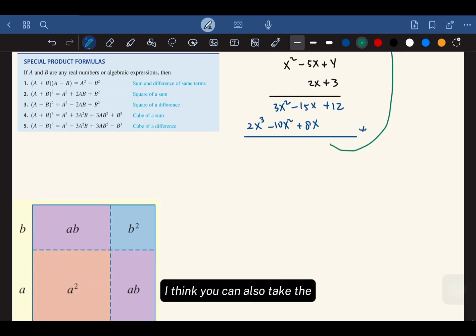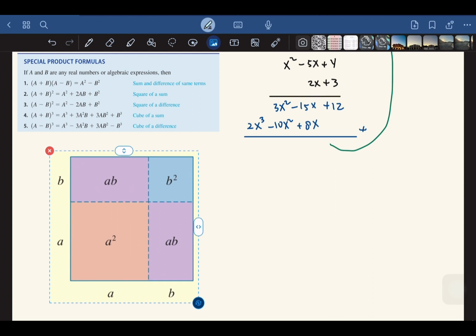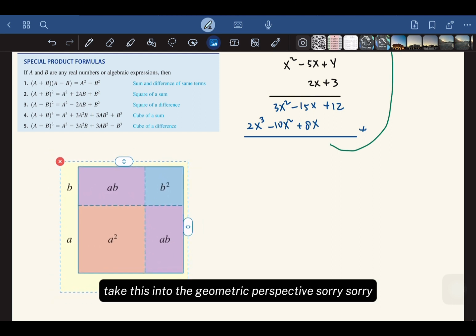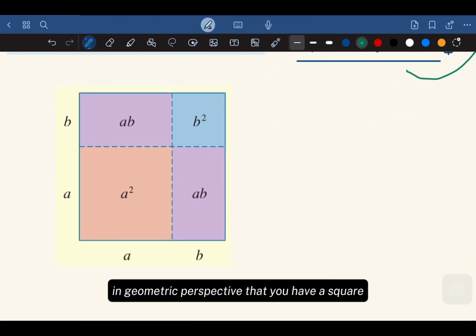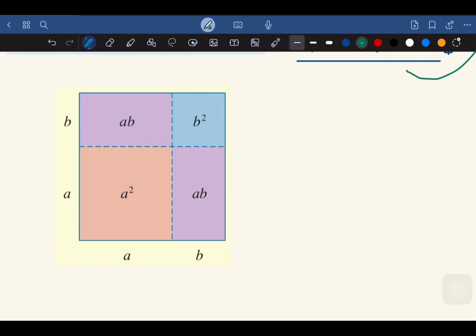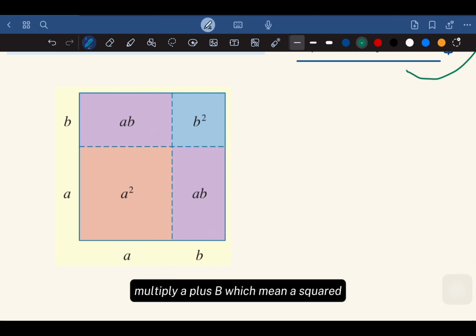I think you can also take this into the geometric perspective. Okay. Sorry. In geometric perspective, you have a square with side a, and then you multiply, it becomes a squared. Okay? And you have additional b and additional b. So you can take a plus b, multiply a plus b, which means a squared plus 2ab plus b squared. Okay? This is also, I think, a very intuitive proof in geometric perspective for the expansion of this square.